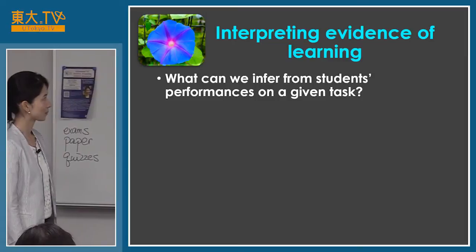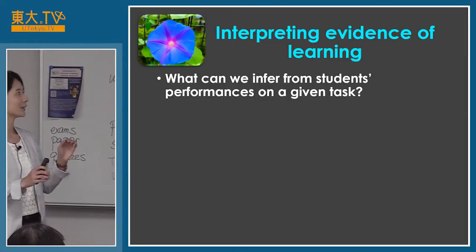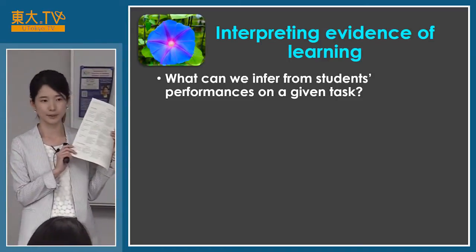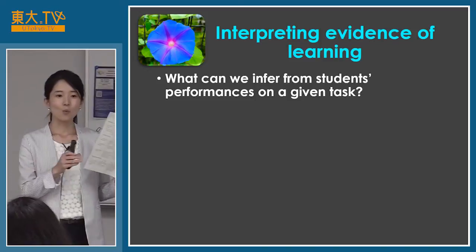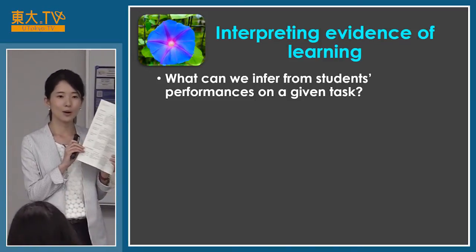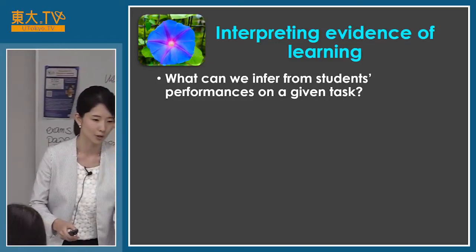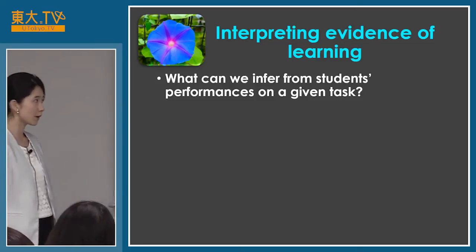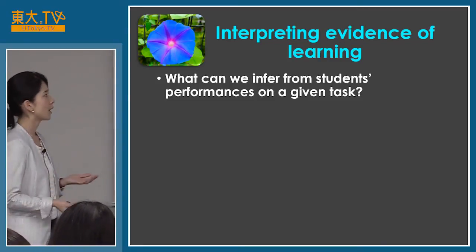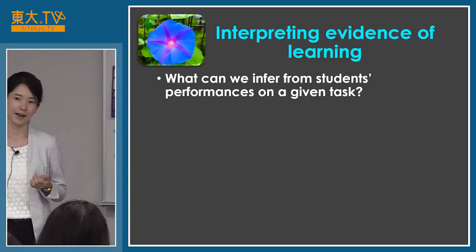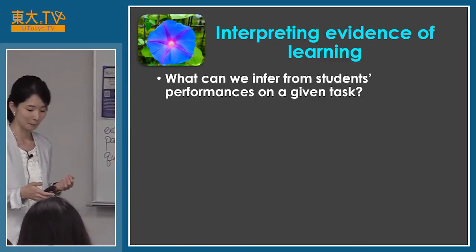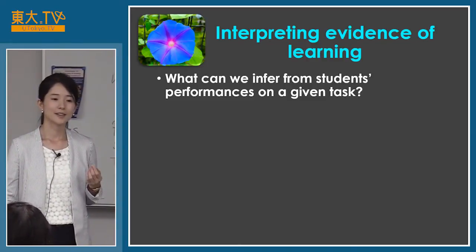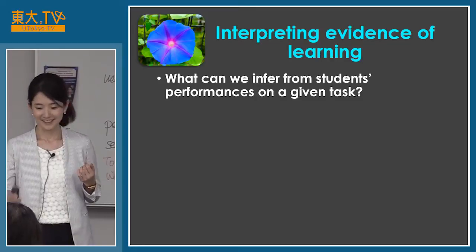And then, let's say that we have scored students' performances by using this rubric, right? So then, what do we know? What do we know from the students' scores? So here, the question that I want you to think about is, what can we infer or extrapolate from students' performances on a given task? Is this question vague? It is, okay.